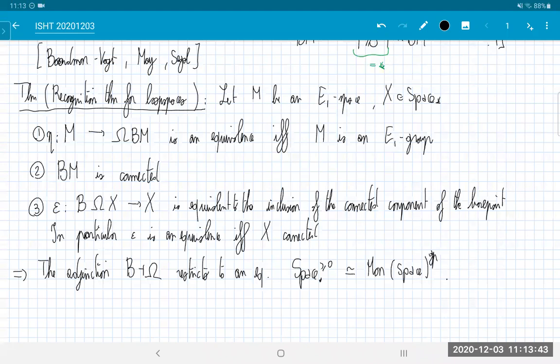Okay, we have half an hour. I think I can do the proof of this theorem, hopefully, in half an hour. But first, other questions about the statement?